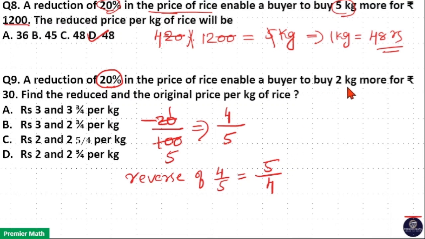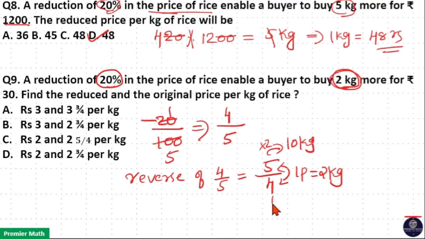That is, here 2 kg is the difference in quantity. That is 5 parts minus 4 parts is equal to 1 part. This 1 part is equal to the 2 kg given in the question, that is 2 kg is the extra quantity here. Now if 1 part is 2 kg, 5 parts is equal to 5 into 2, 10 kg. And 4 parts is equal to 4 into 2, 8 kg. Now this 10 kg costs 30 rupees.